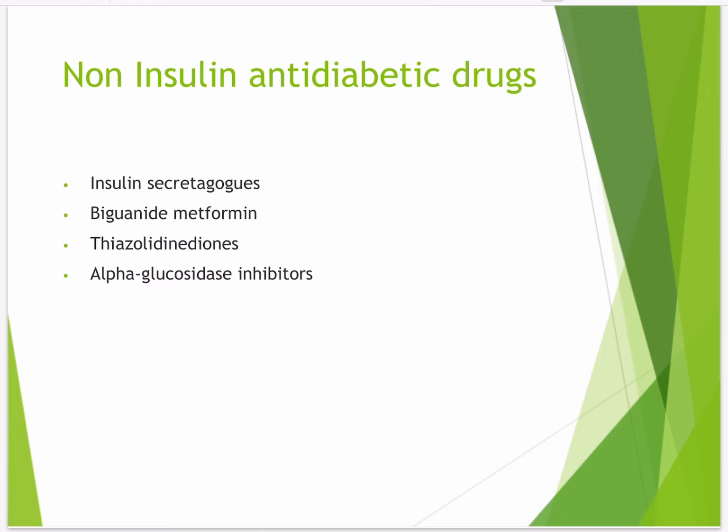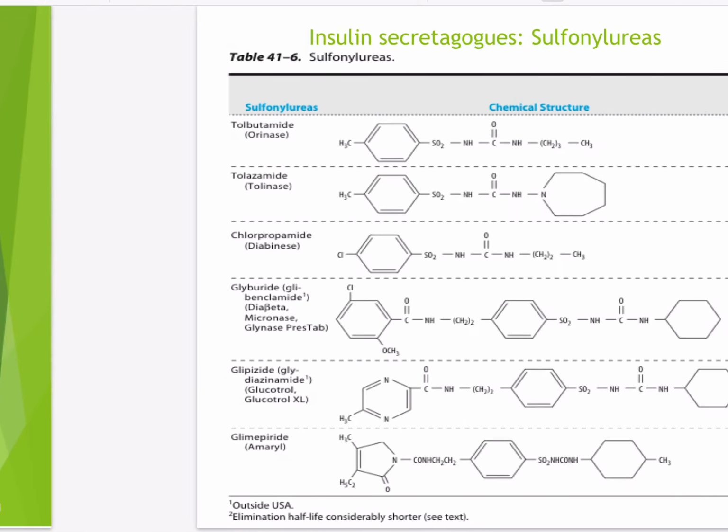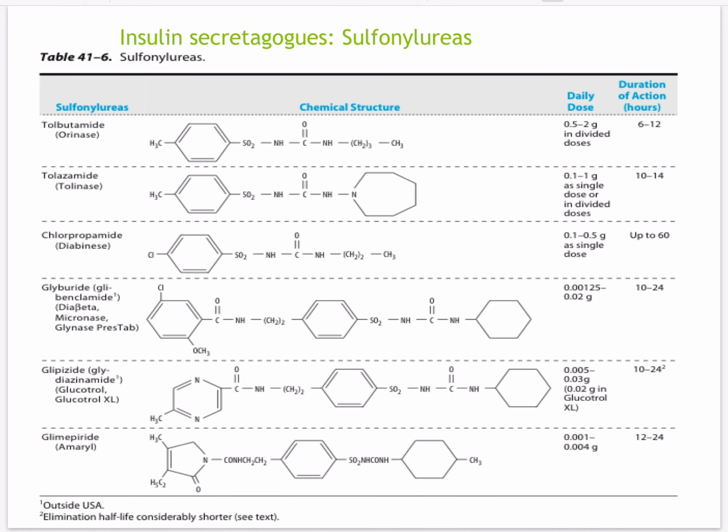And also we have thiazolidinones and also alpha glucosidase inhibitors. These four types of the drugs are very important. And these types are usually used for diabetes mellitus type 2. For example, we see here sulfonylurea drugs and how we can classify them, how the structure is.